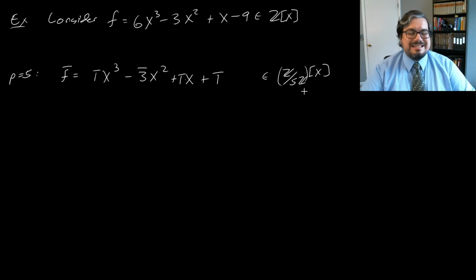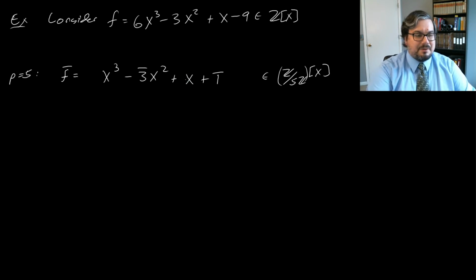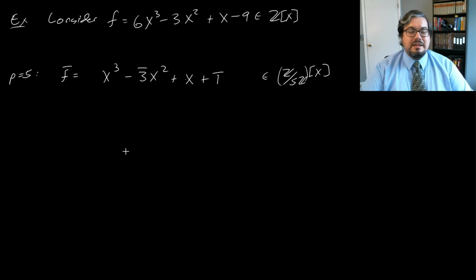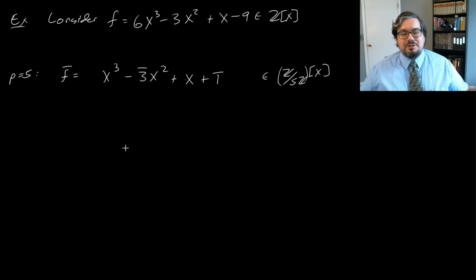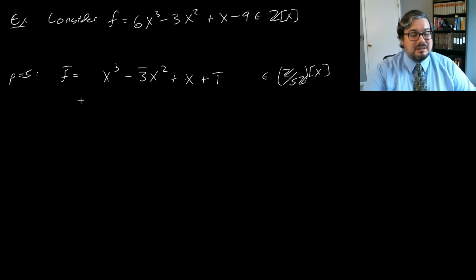Now, since Z mod 5Z is a field, we could show that f bar is irreducible in this polynomial ring by showing that it has no roots in Z mod 5Z. If we were working over the rationals, this would be difficult because we'd have a lot of things to check. However, the field Z mod 5Z only contains 5 elements. So we can see by brute force if f bar has roots in Z mod 5Z.